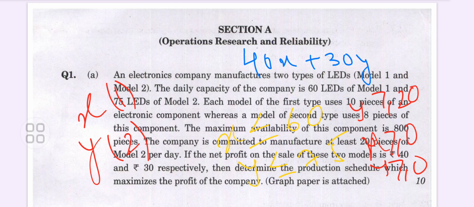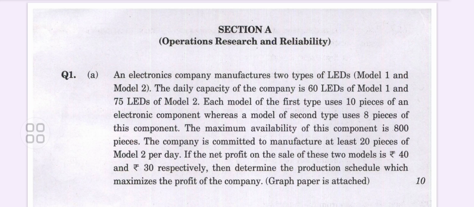Now we need to solve this linear programming problem. We can use a graphical method or a computational tool to find the optimal solution. The optimal production schedule to maximize the company's profit is to produce 60 units of model 1 and 20 units of model 2. If you solve, we will get this, because it's a maximization of 40 and 30. So P will finally be 40 into 60 plus 30 into 20, which comes to 3000.